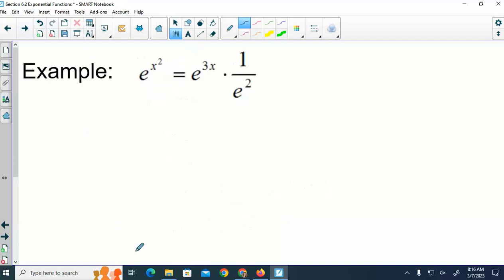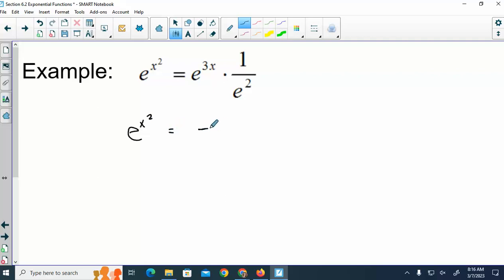Let's try a few more. E's. Yeah, there's an E. Are these just E's or like T's? Does this E change anything? No, that's just my base. We work it the same way. It's not the log E.